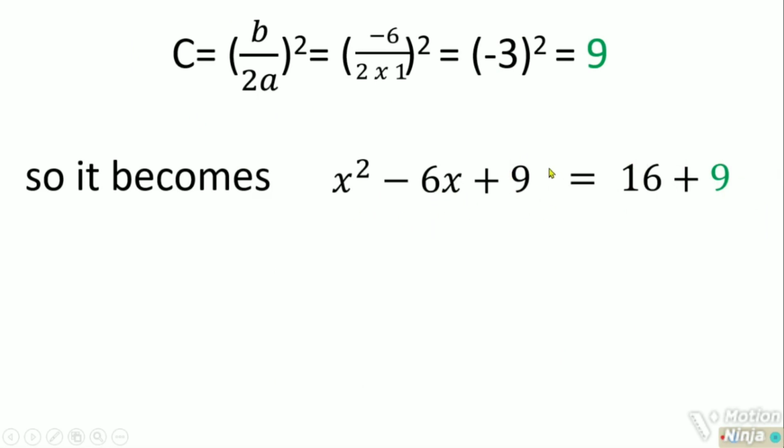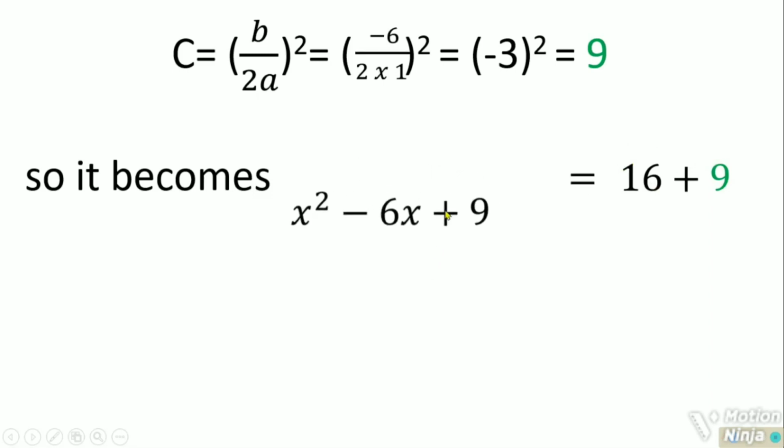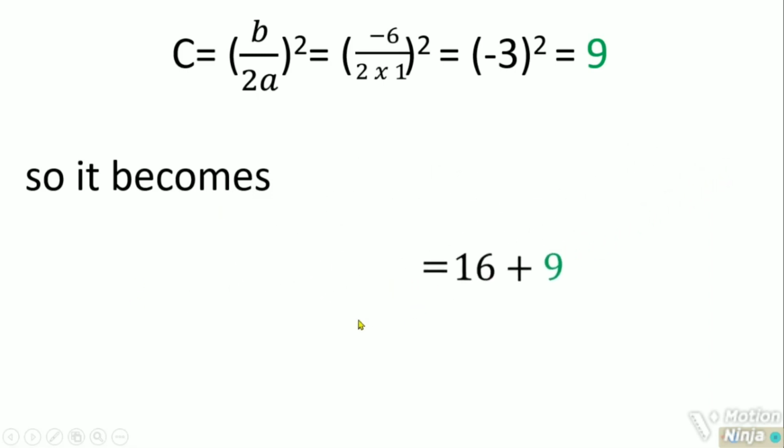So from this side, this is an expanded form, and on this side here we have normal addition. This one is the expanded form of (x minus 3) squared. So (x minus 3) squared, if we expand it, will be x squared minus 6x plus 9, which will be equal to 25. So here we are going to find the value of x.